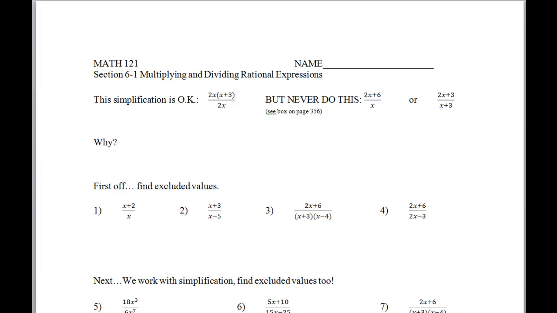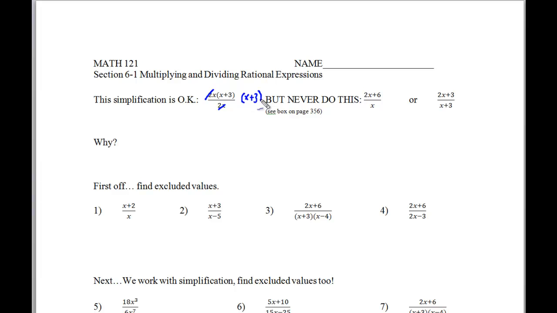This is Mr. Anderson for Math 121, the first section of Chapter 6, Multiplying and Dividing Rational Expressions. In the first part of our two-part video, we're going to be looking at multiplying rational expressions and doing some simplification. A lot of us do simplification pretty well, and it's easy to see that these two do simplify to make an expression of x plus 3.